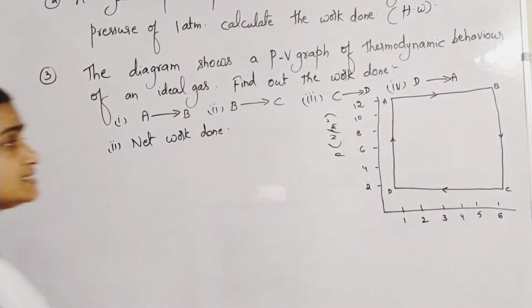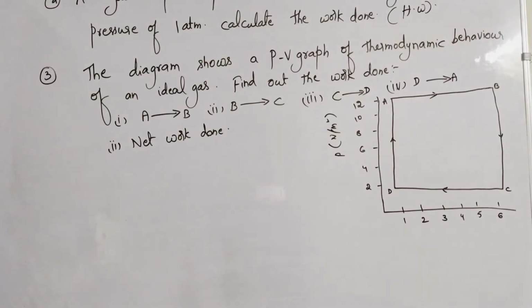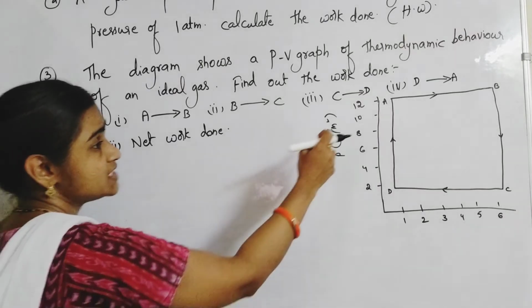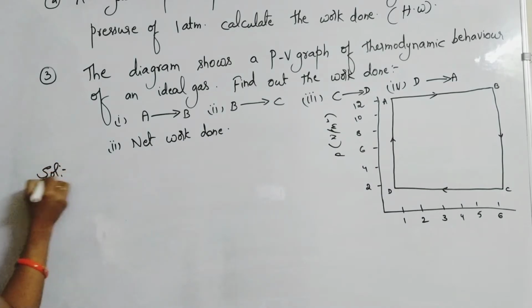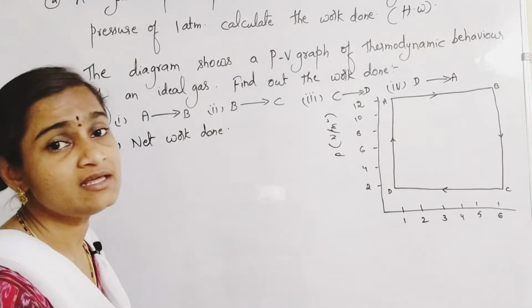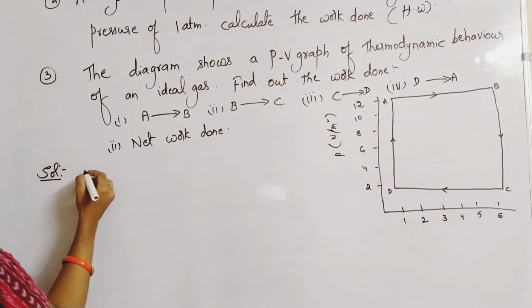Let us see the answer for this. Here it is a cyclic process. Let us first find for A to B. This kind of numericals, mostly they'll be asking. So let us see that.